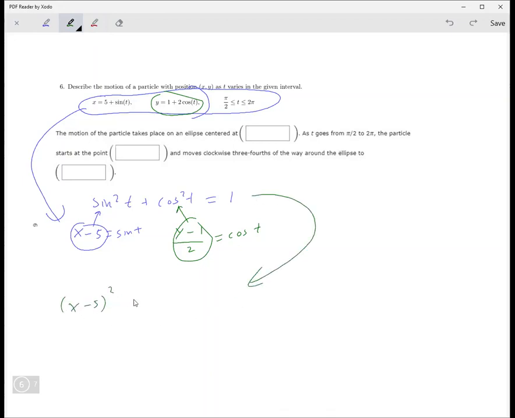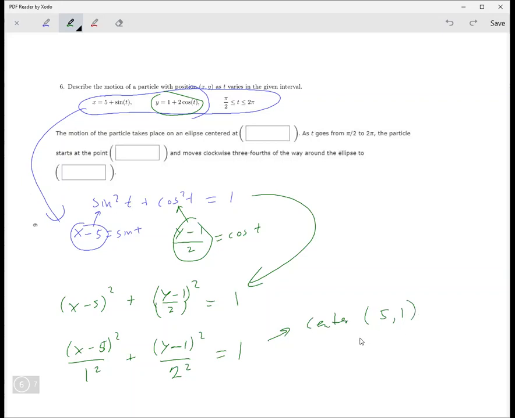And it gives you x minus 5 squared over 1 squared plus y minus 1 squared over 2 squared equals 1. So this is an ellipse. The center is 5, 1. Okay, so the answer to the first one is 5, 1.